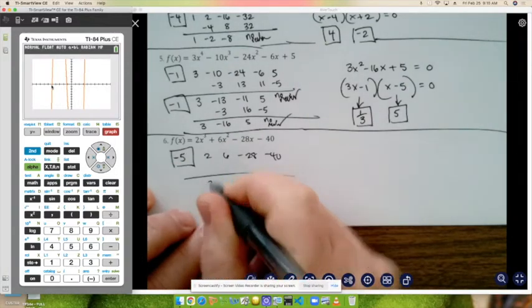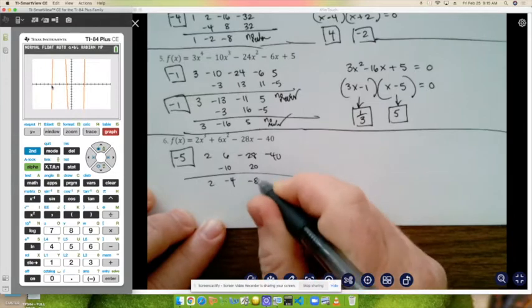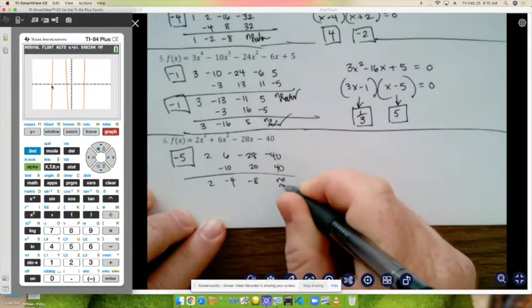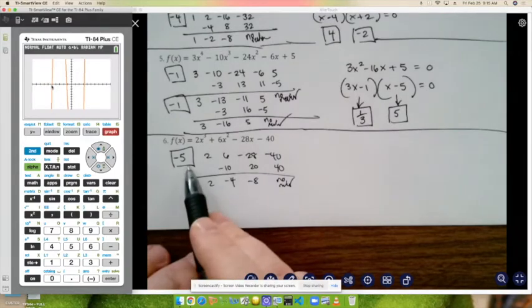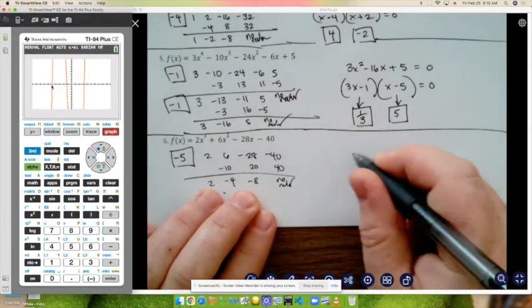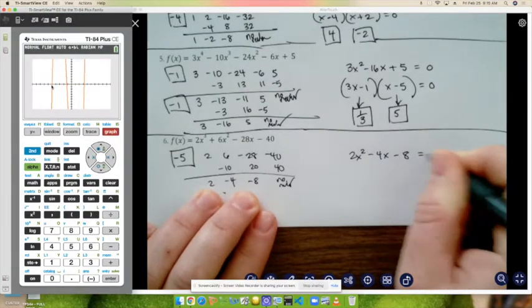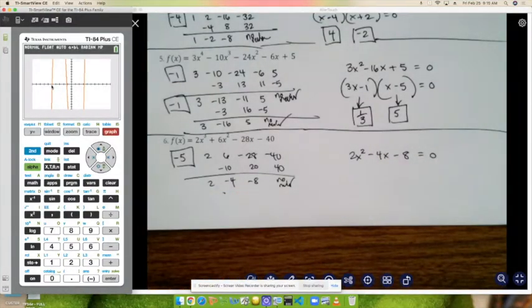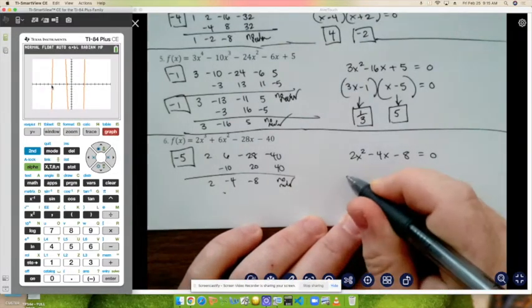Do synthetic division. Hopefully I'm going to get no remainder here in a second. Correct. Okay, no remainder. So negative 5 is indeed one of the crossing points. But rather than try and mess with trying to figure out what those decimals are, I'm just going to solve the quadratic that's there. Solve the 2x squared minus 4x minus 8. This is not a quadratic that factors, so I'm just going to use the quadratic formula.